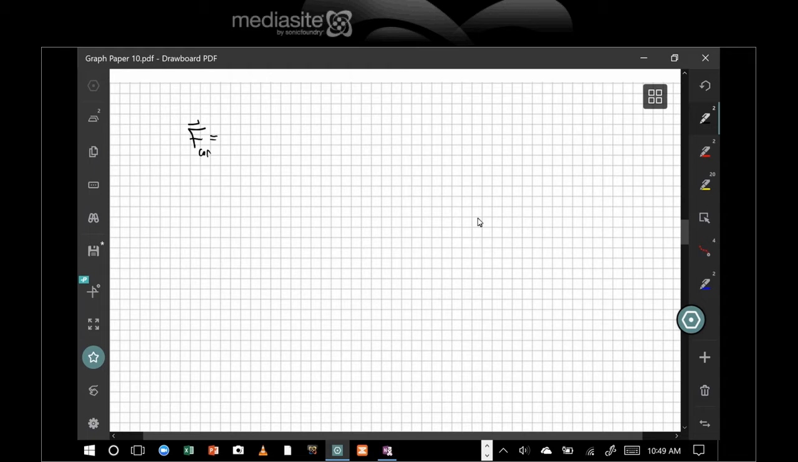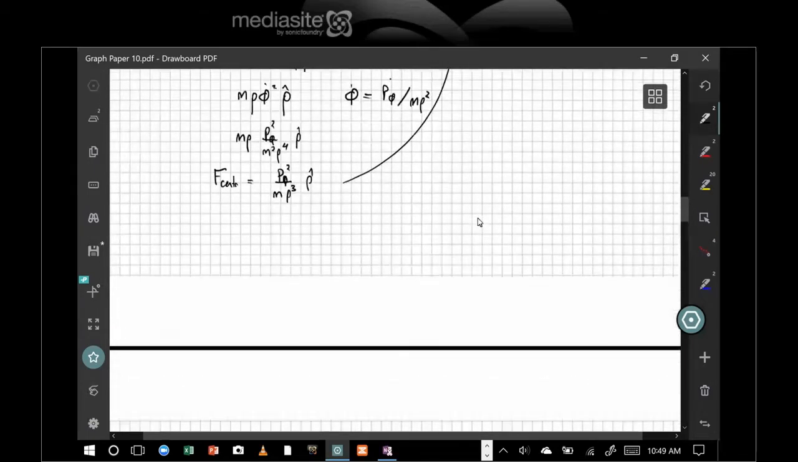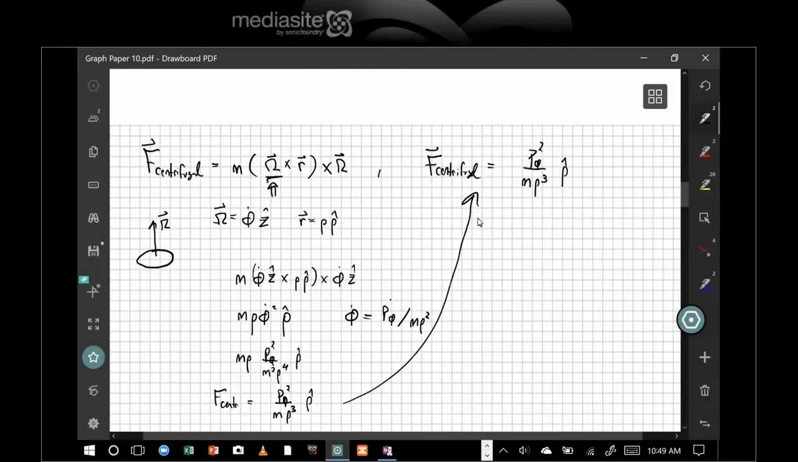But we don't have this expression just yet. However, we've done this enough. We showed, using Lagrangian mechanics, that phi dot is equal to, just from the definition of angular momentum, p_phi divided by m rho squared. If I stick that into here, I'm going to get m rho, then p_phi squared over m squared rho to the fourth, rho hat.